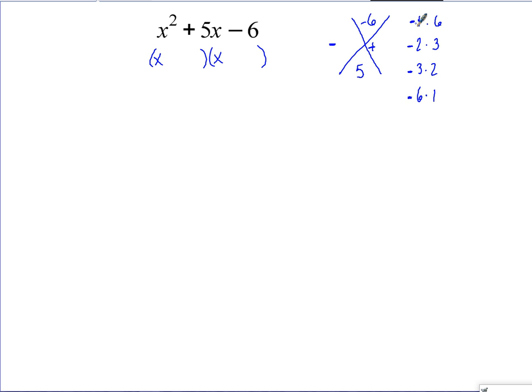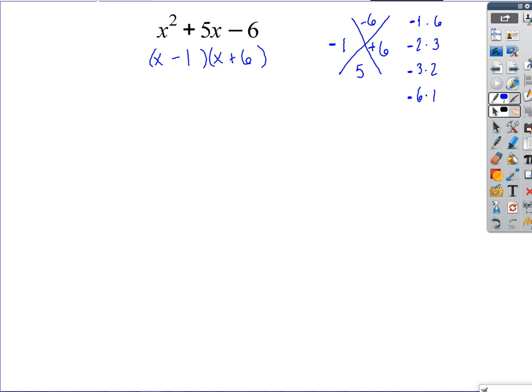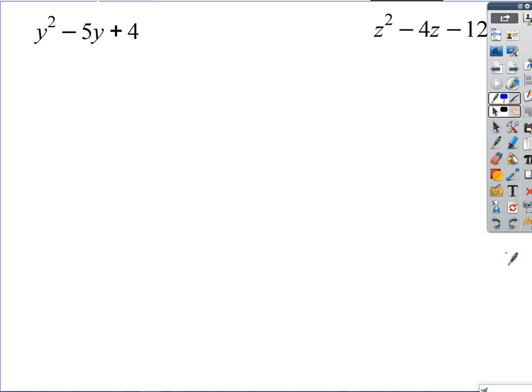Okay, negative 1 times 6 would be negative 6. Negative 1 plus 6 would be positive 5. So that solves my puzzle. So I have x minus 1, because this is negative 1, and x plus 6. All right. You have 2 more examples right there.